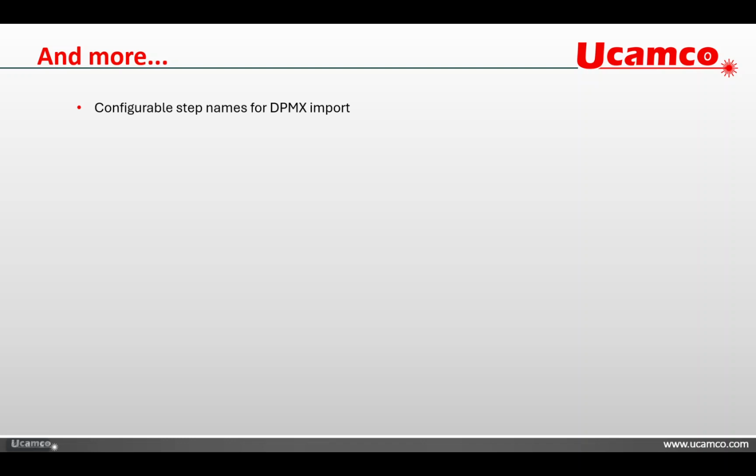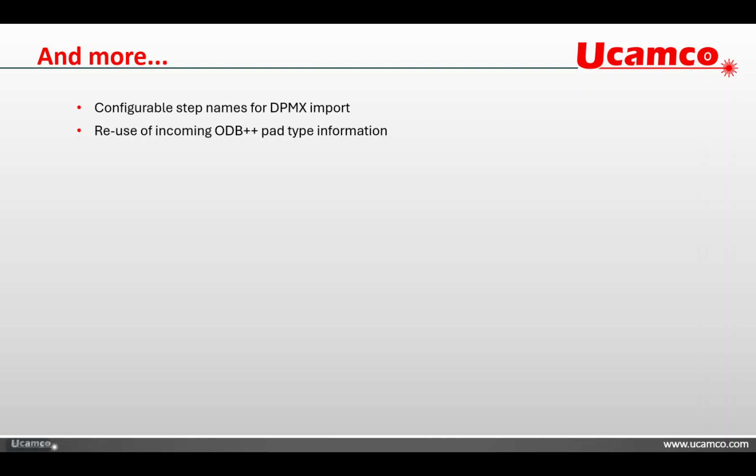DPMX import, a little bit like ODB, can have steps and step names. We have now also implemented a system by which you can say, if I receive a DPMX or IPC 2581, by the way, that's the same, and it has multiple steps in it, which is the step that I would like to read in. It's a system which is very similar to the ODB way of working that we have for inputting the data.